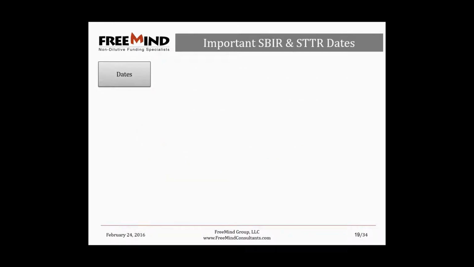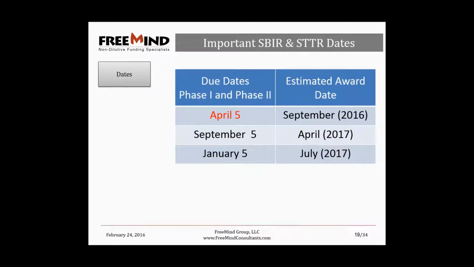So a bit about the due dates. You are able to submit SBIR and STTRs 3 times a year. The next deadline is April 5th. After that, you have September and January. And you will be awarded roughly 6 months after you submitted the application.